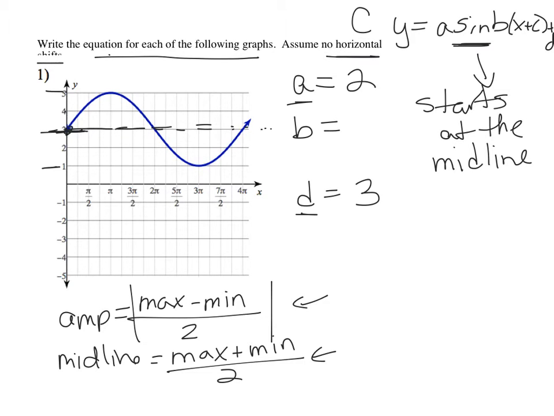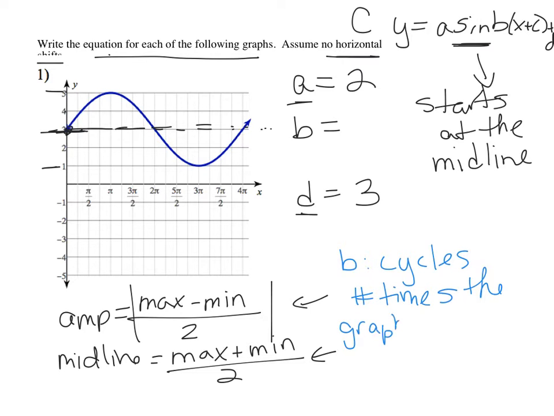Okay, for B, you have to remember B is your cycles, and it's the number of times the graph repeats between 0 and 2 pi. So if you look at this guy, this is 0. Right here is 2 pi. So how much of the graph happened? Well, a half of the graph happened. There we go.